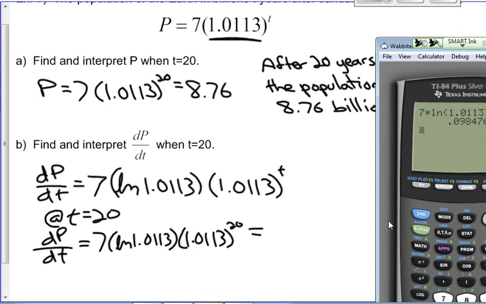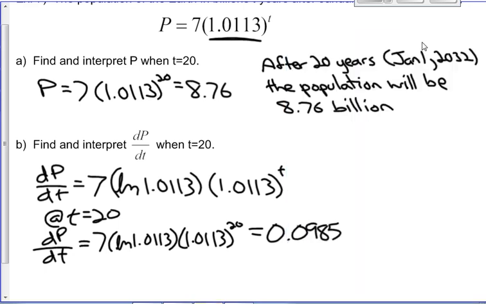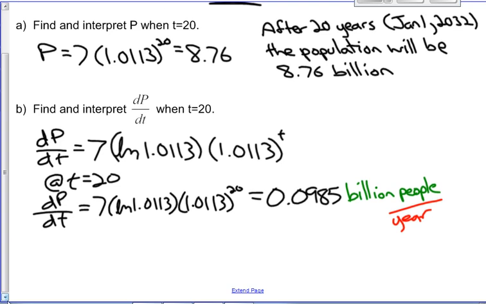0.0985 rather, which means nothing unless we use our units. And that's where the Leibniz notation is great. P is population. It means billion people. And T is time in years. So, per year. The derivative's positive, so we're increasing.